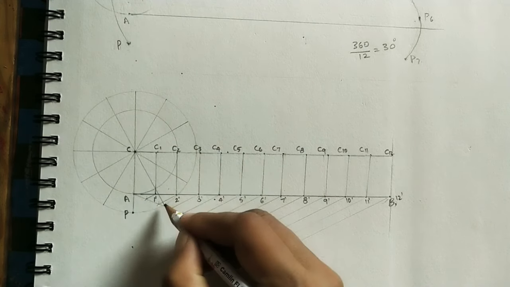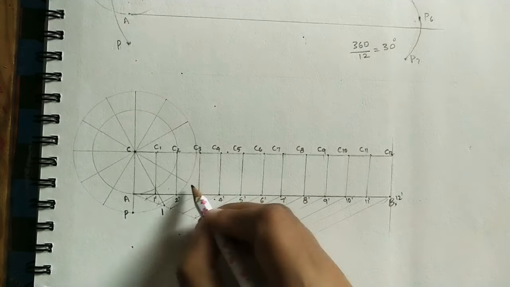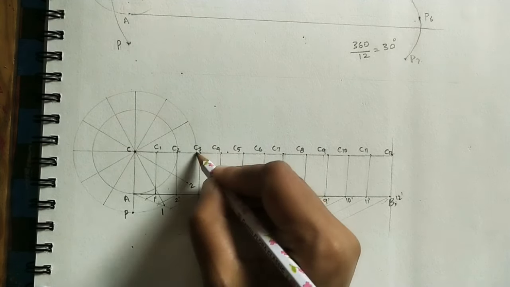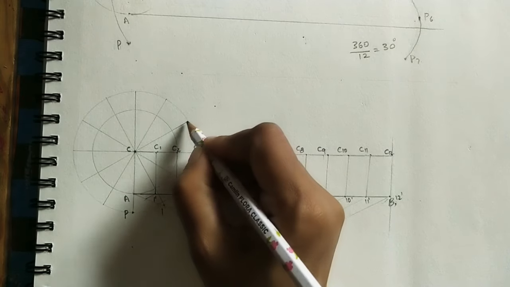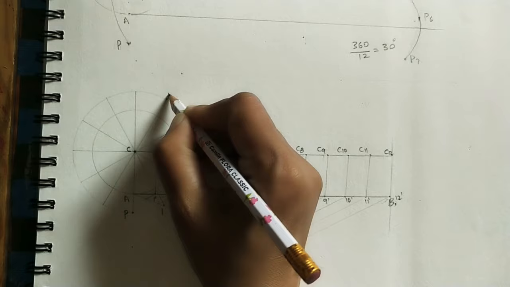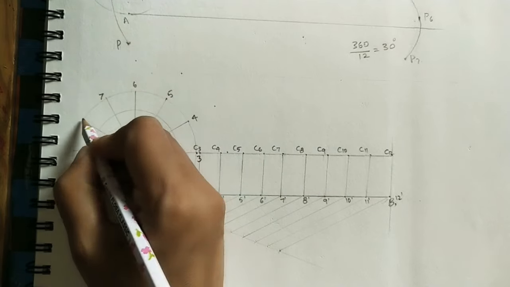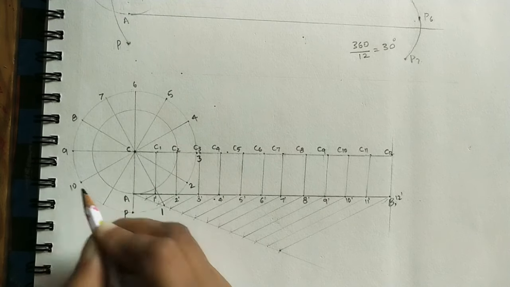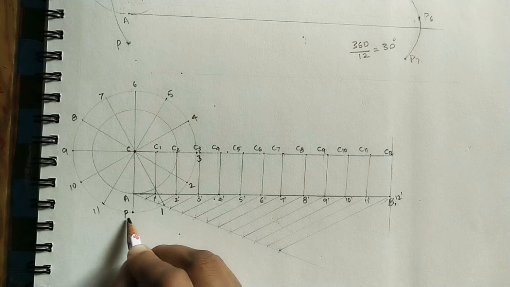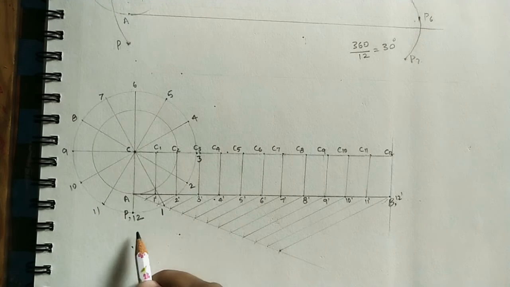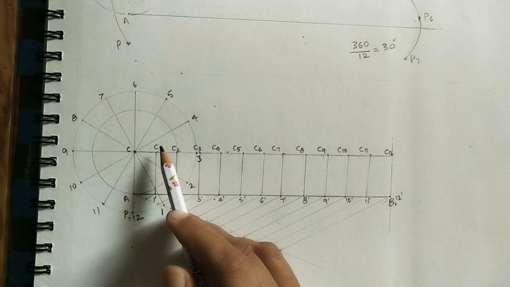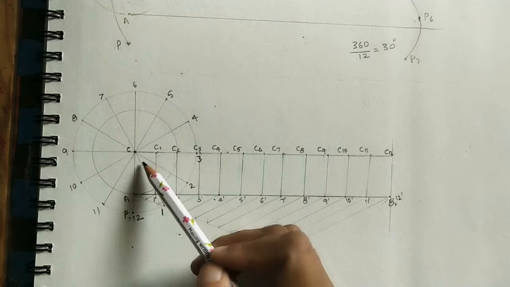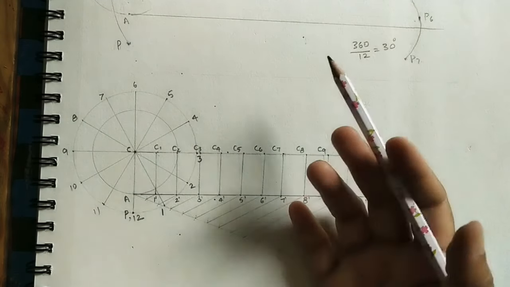Now take this line and this circle, 1, and next intersection point 2, and this part and this circle, 3 and this is 4, 5th part, 6th, 7, 8, this is 9, 10, 11, this is P, P comma 12. After 11, 12. So here we have divided this circle into 12 equal divisions. Center line also we have divided into 12 divisions. If you are dividing this into 8 parts, here also divide into 8 parts.